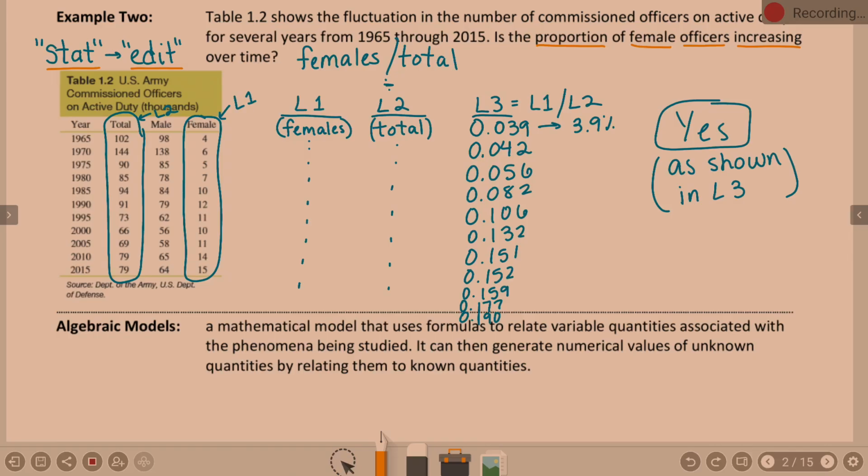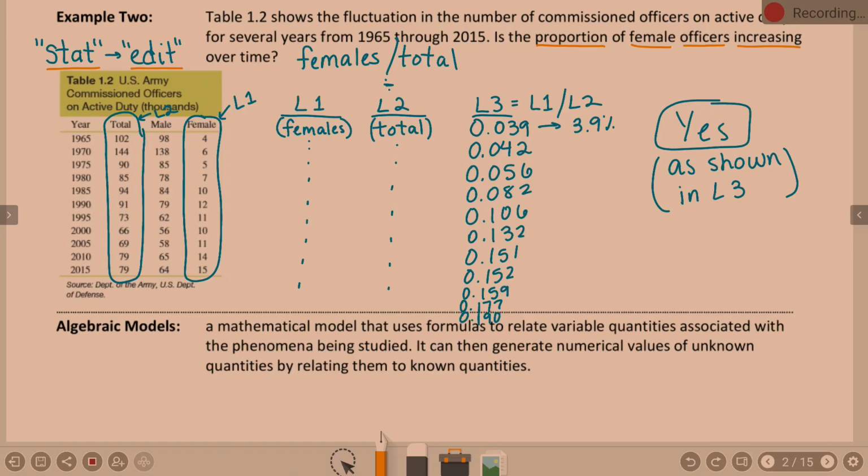Okay. Now, those were some examples of numerical models. The next part we're going to talk about is an algebraic model. An algebraic model is based on algebra, so there's some type of equation that guides the problem. It's a mathematical model that uses formulas to relate variable quantities associated with the phenomena being studied. It can then generate numerical values of unknown quantities by relating them to known quantities.